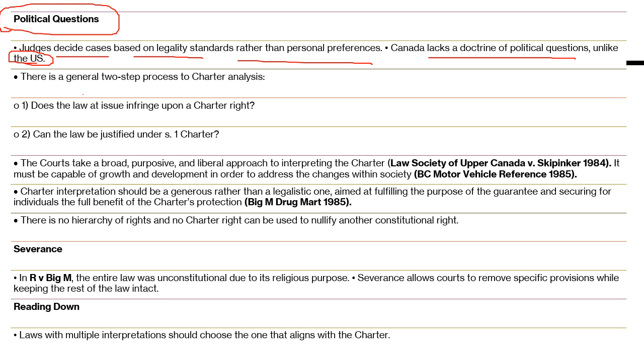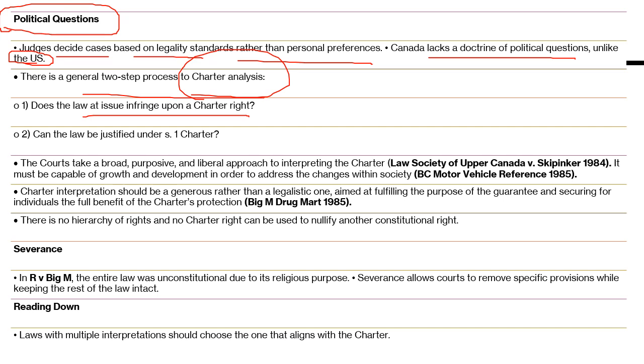There is generally a two-step process to Charter analysis. Whenever we are analyzing any Charter issue, firstly you will see whether the particular law in question infringes upon any Charter right. So this is simple Charter analysis.